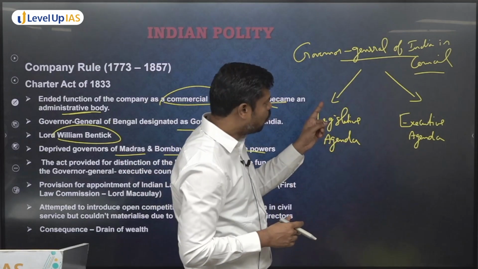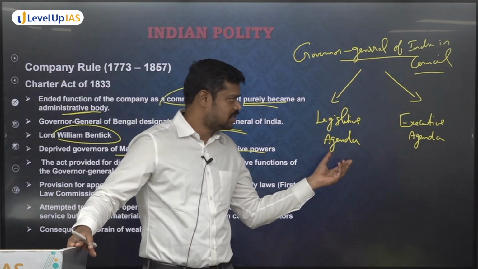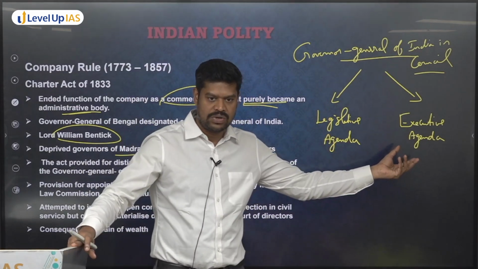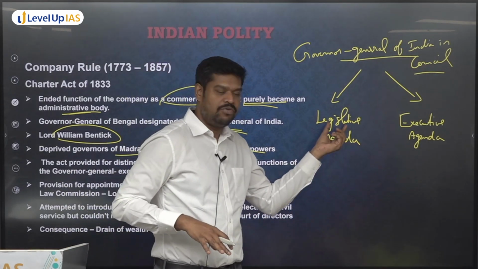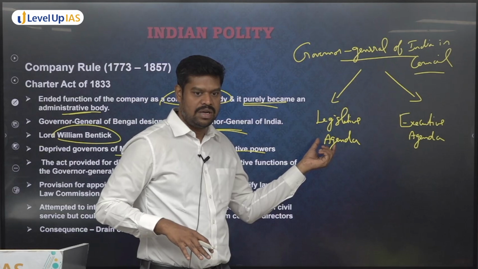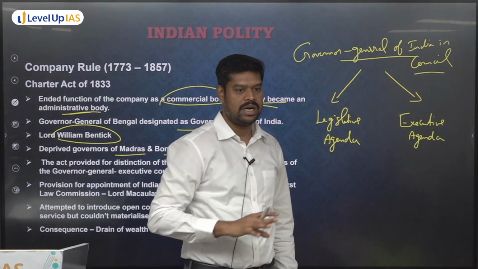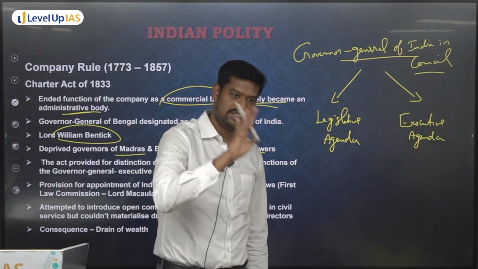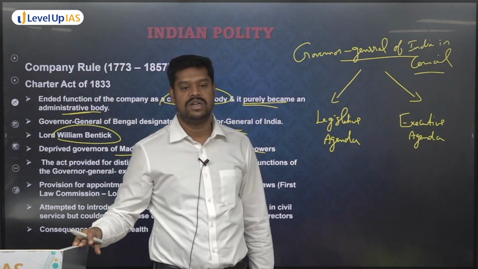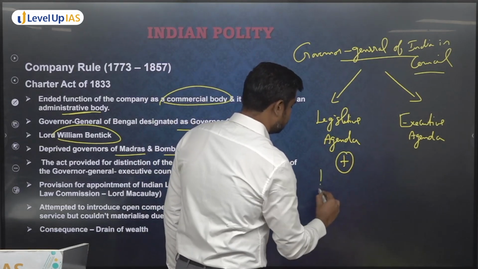Anyways, but one difference that you have to keep in your mind: they met separately for the legislative agenda, they met separately for the executive agenda. But the important thing that you have to keep in your mind is, when they met for the legislative agenda, in addition to the Governor General Executive Council, there was one more member who was added to that. He was part of it only when they met for the legislative agenda. He was not part of the Governor General Executive Council. Who was that? A law member was there.